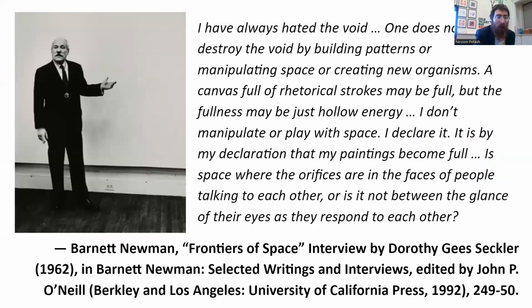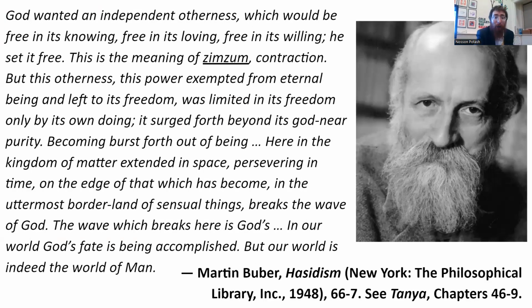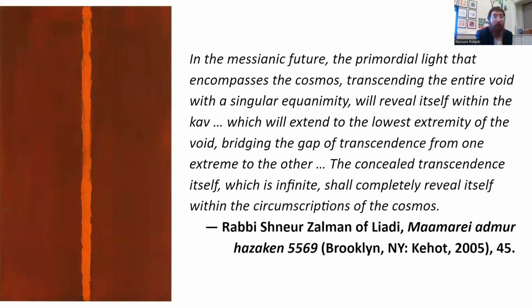The third phase is not in the classical Lurianic texts. The classical Lurianic texts, they finish with this, that God flows back into the void in a limited way, and that's it, right? But then in Chabad, we have a third phase, okay? And this is a quote from the Alter Rebbe: in the Messianic future, the primordial light that encompasses the cosmos, transcending the entire void with a singular equanimity, will reveal itself within the Kav.